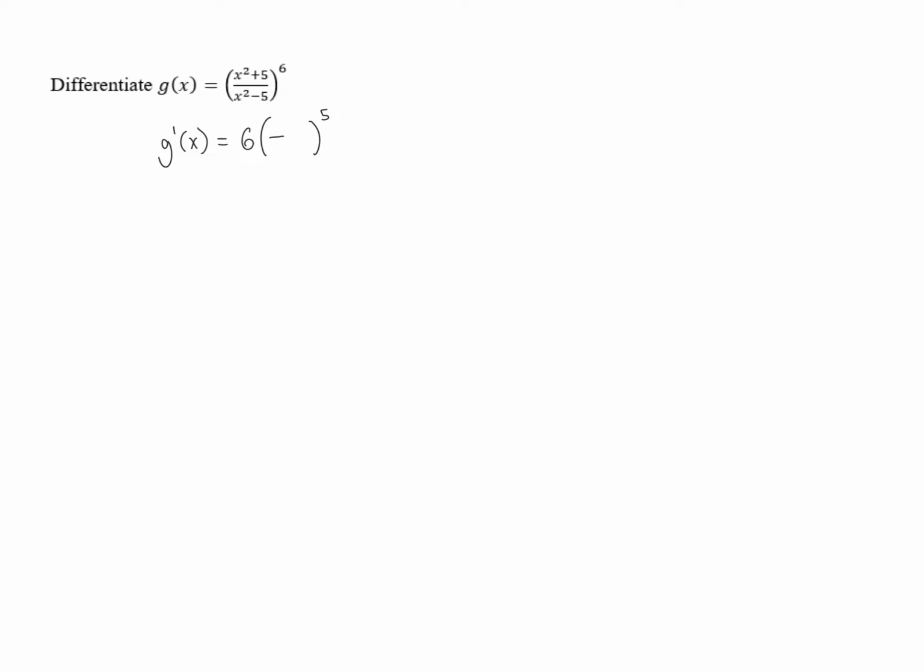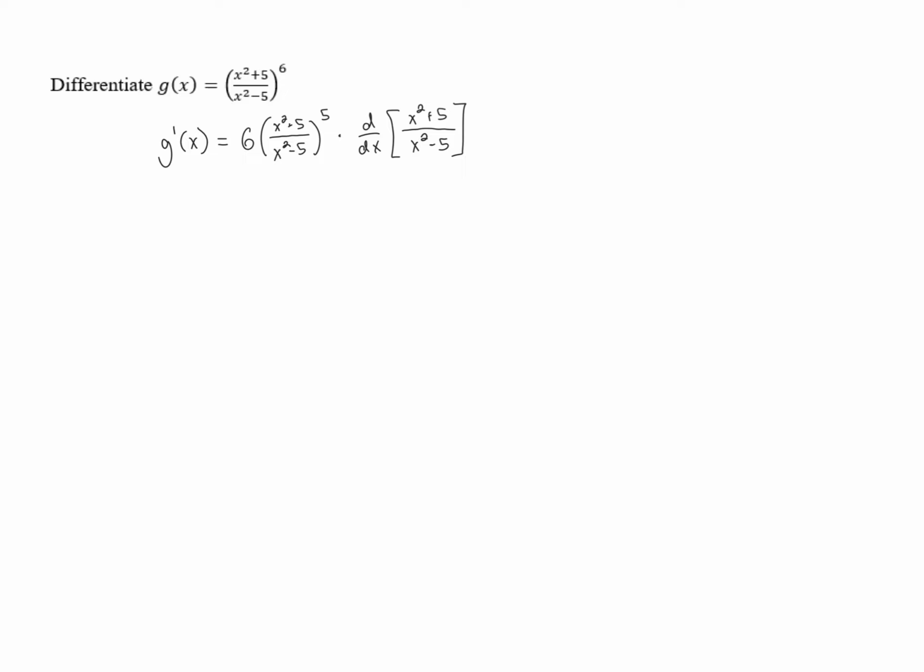So that's going to give us 6 times the fraction x squared plus 5 over x squared minus 5 raised to the 5th power. And then we have to take that and multiply it by the derivative of the inner function. So we have to differentiate that fraction, x squared plus 5 over x squared minus 5, which is going to require the quotient rule.